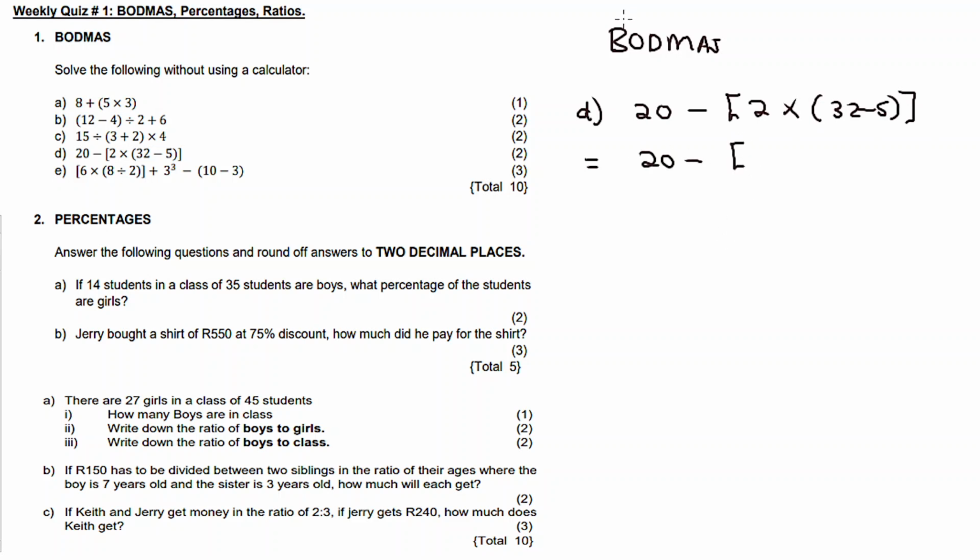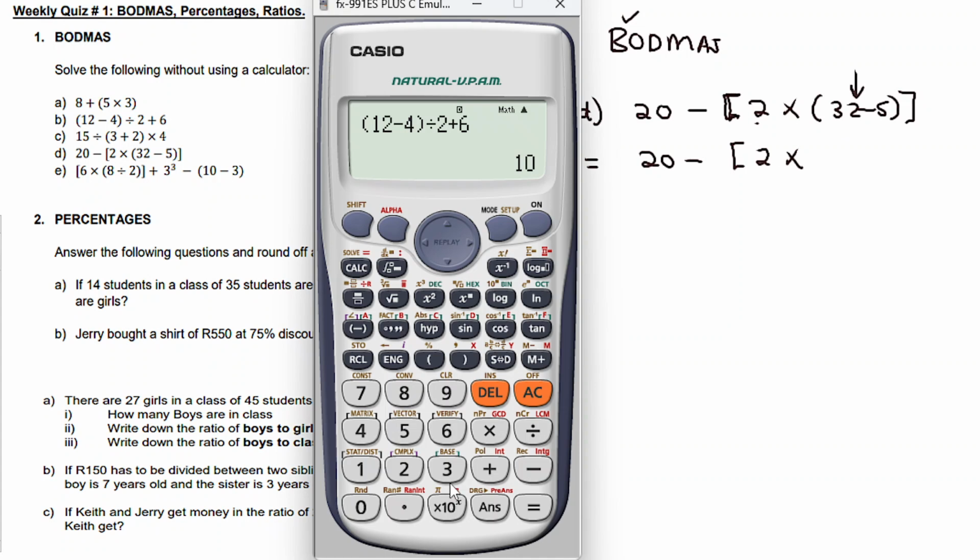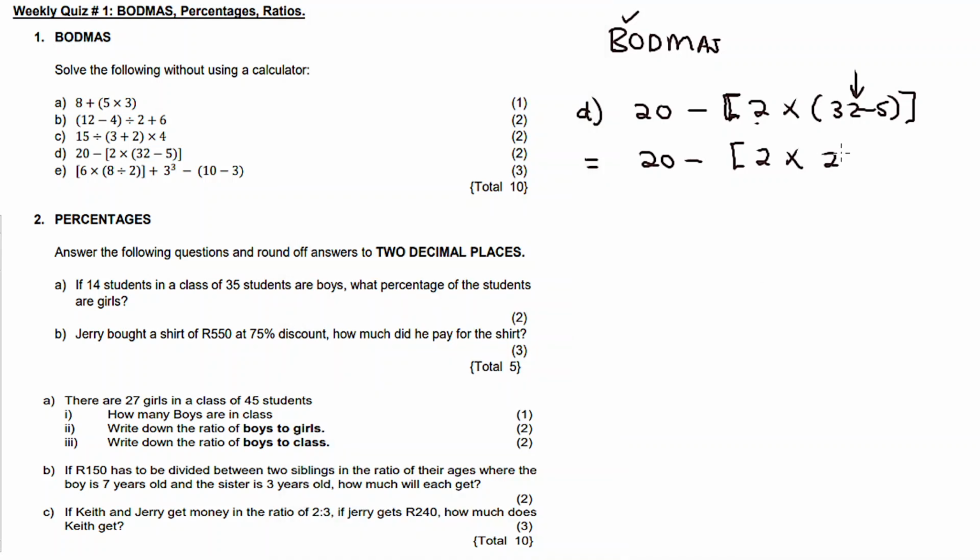So we do have a bracket in this expression, so we're gonna start off by solving the square bracket, right? But inside the square bracket I also have another bracket, so that means I have to prioritize the oval bracket first. So this is gonna be a 2 multiplying 32 minus 5. That gives us what? 32 minus 5, let me check. Okay, it's 27. So that's 27, equal to, then we have a 20 subtracting.